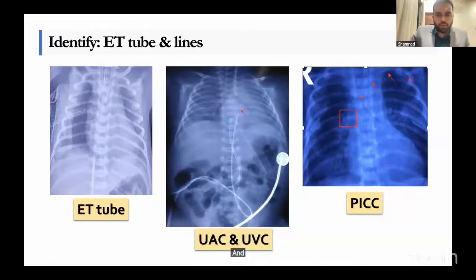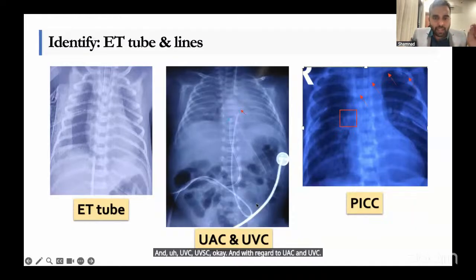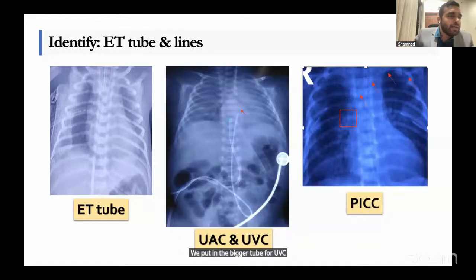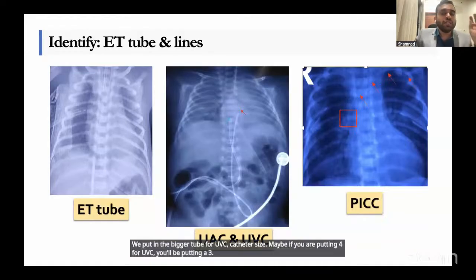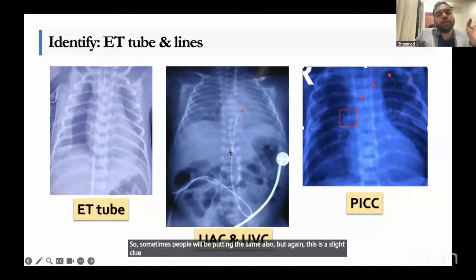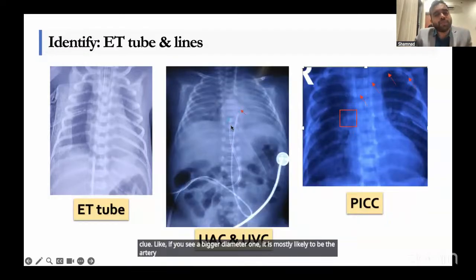With regard to UAC and UVC, there are three radiological hallmarks to differentiate between these lines. Since the venous diameter is bigger, we put in a bigger tube for the UVC catheter. If you are putting a 4 for the UVC, you'll be putting a 3.5 for the UAC. Sometimes people put the same size, but this is a slight clue. A bigger diameter one is most likely the artery, and the smaller one will be the vein.